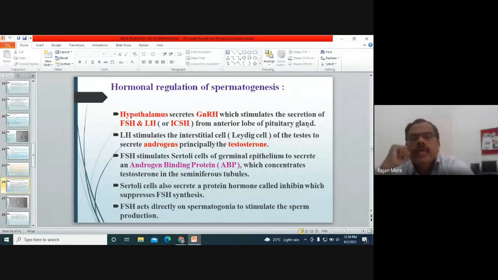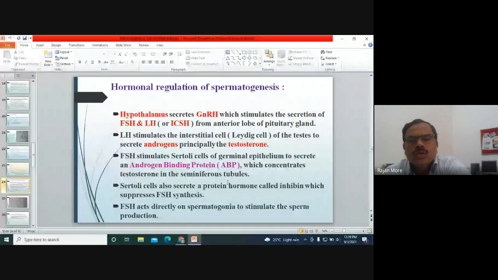This LH stimulates the interstitial cells, that is the Leydig cells of the testes, to secrete androgens, principally testosterone. The FSH stimulates the Sertoli cells of the germinal epithelium to secrete the androgen binding protein, in short written as ABP, which concentrates the testosterone in the seminiferous tubule.